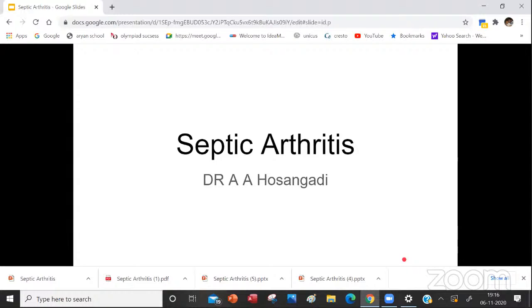So today I will focus on... the last class was focused only on osteomyelitis. Before that, it was only tuberculosis of spine. Similarly, today I will concentrate only on septic arthritis.